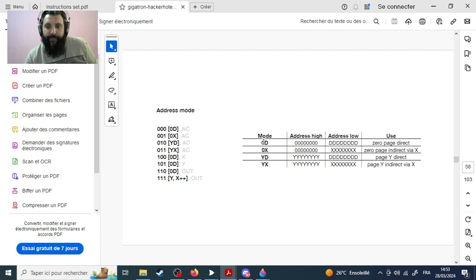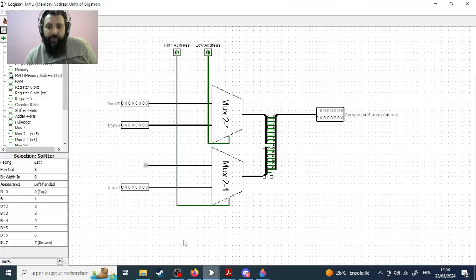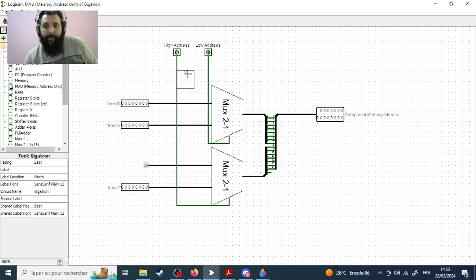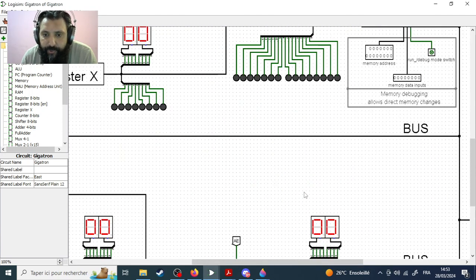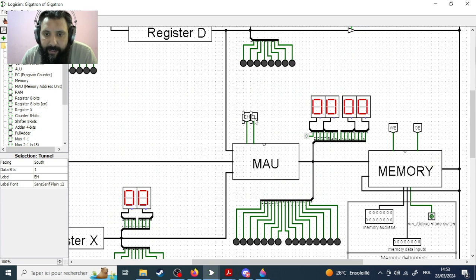If we see the modes, we have the first mode. This is 00. If I put 00 in the controlling signals, we have to see them outside. These two controlling signals are called EH and EL. L for low and H for high.